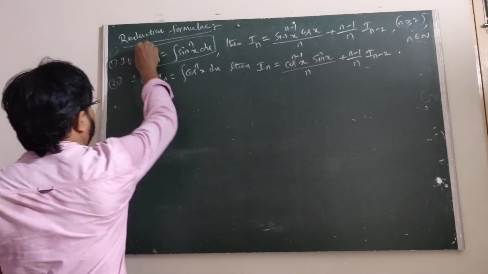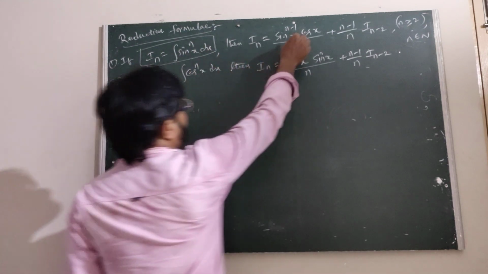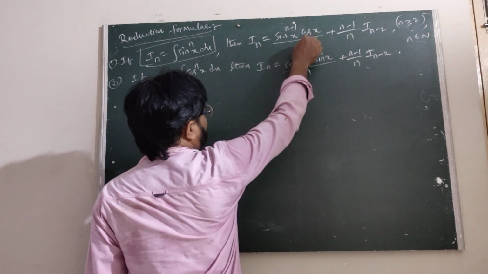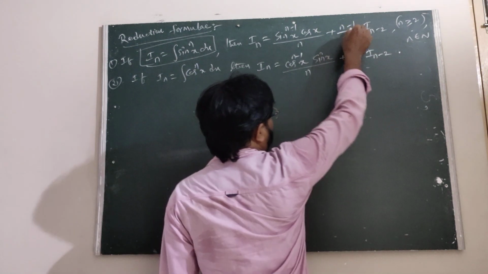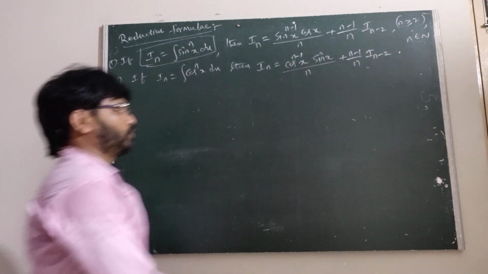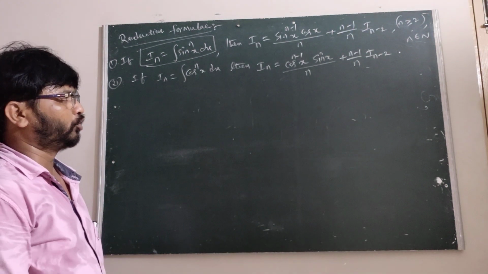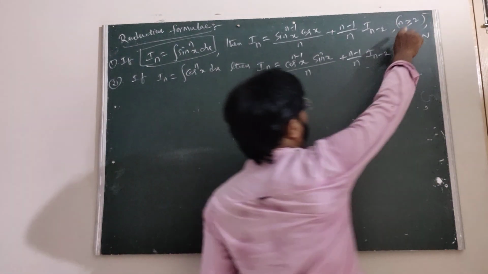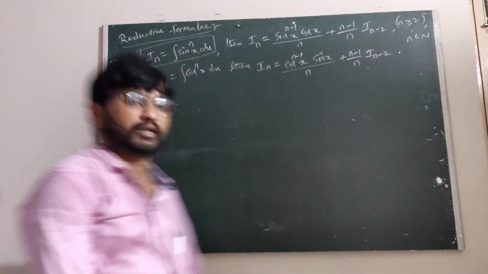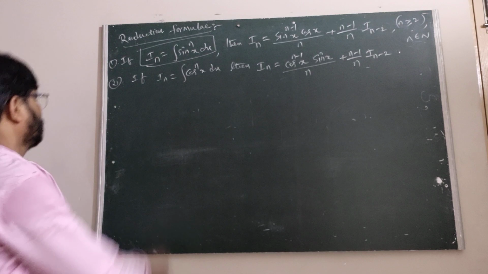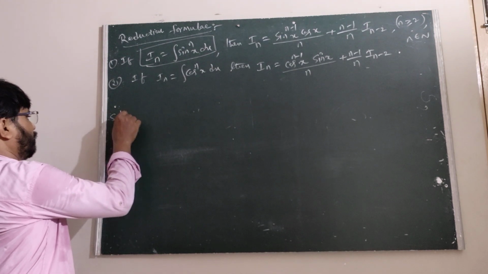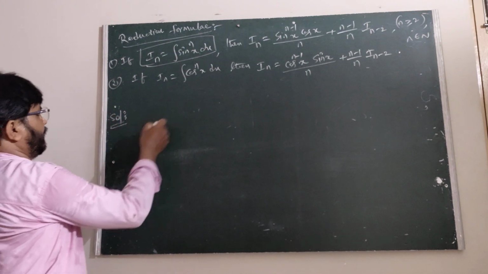The integral of sin^n x dx is equal to sin^(n-1) x cos x upon n, plus (n-1)/n times the integral of sin^(n-2) x dx, where n is greater than or equal to 2 and n is a natural number. So here is the proof or solution.